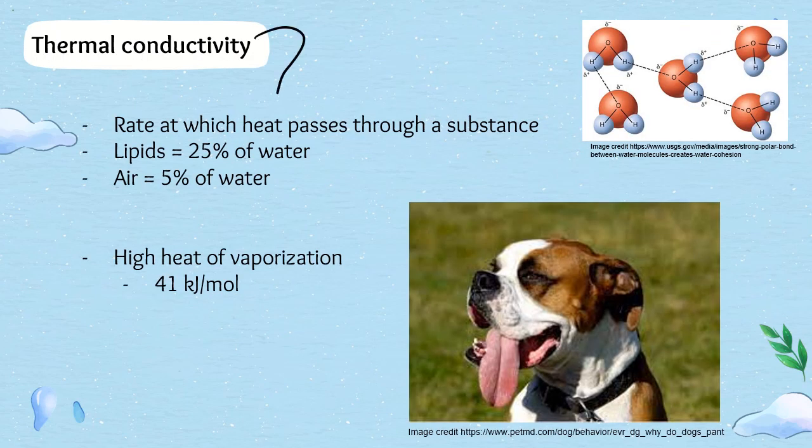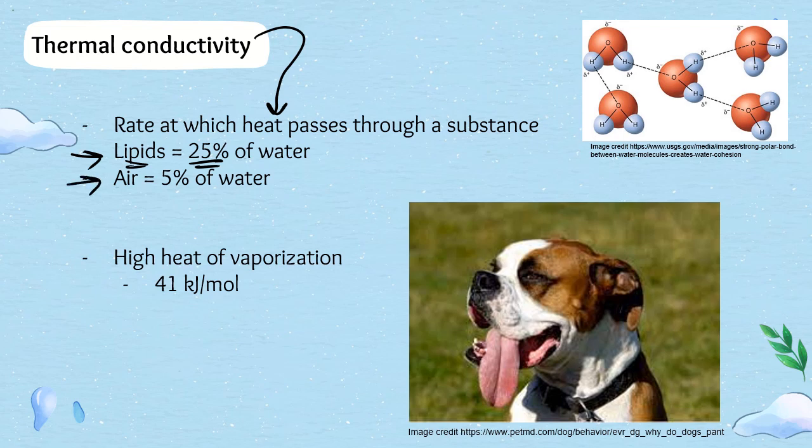Thermal conductivity is the rate at which heat passes through a substance. Water is an okay thermal conductor, but lipids are way worse. So lipids have a rate of only 25% of water. So heat can pass through lipids about a fourth as fast as it passes through water. This is why a lot of our organisms that live at the poles, North Pole, South Pole, have a lot of blubber, a lot of lipid to help insulate their bodies, keep the insides of their bodies warm when they are in the super cold water.